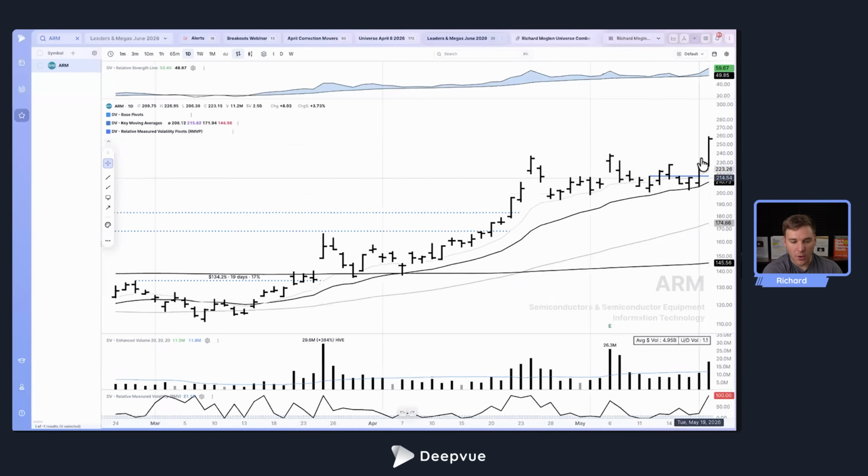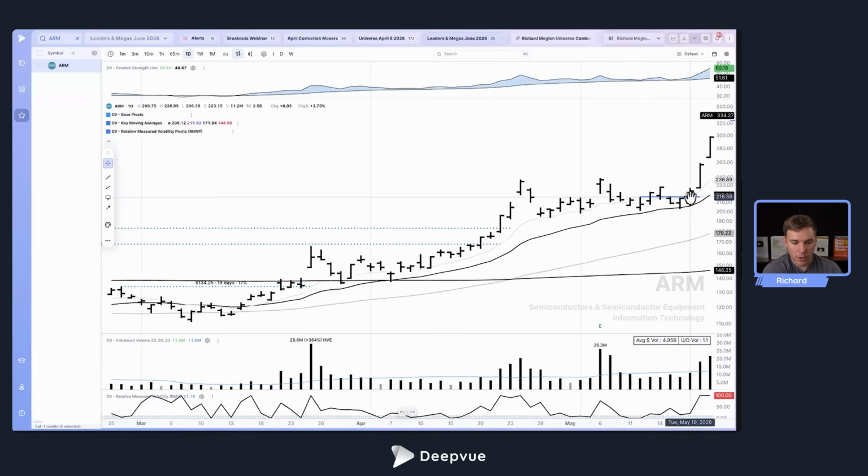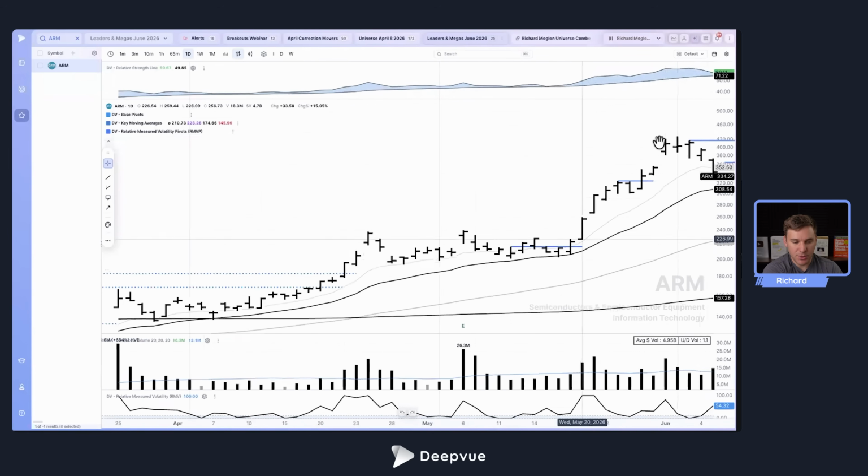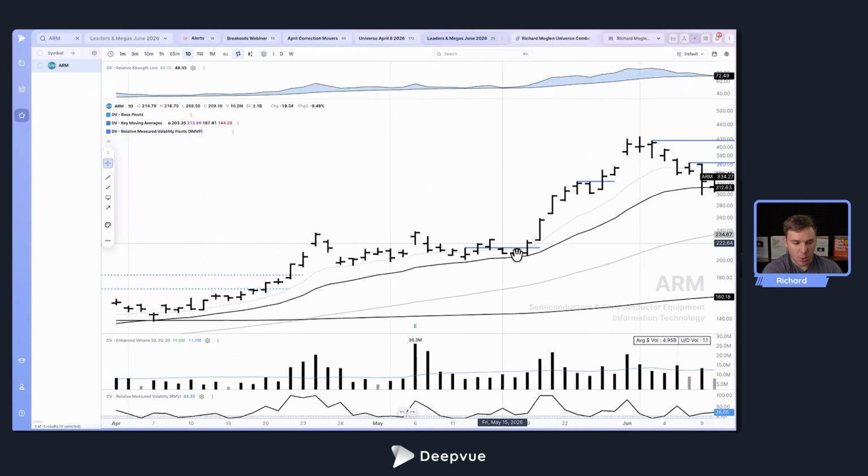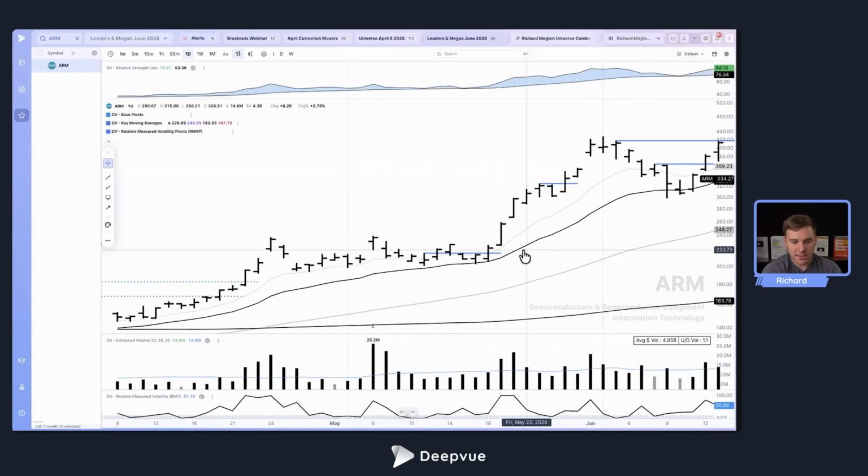We get immediate follow through. That's the best sign a breakout is going to work. And then this was like a 60% move in just a few days. So RMV and RMV pivots help you spot those tight areas and really focus on that on your chart. So that's how you can use RMV pivots.